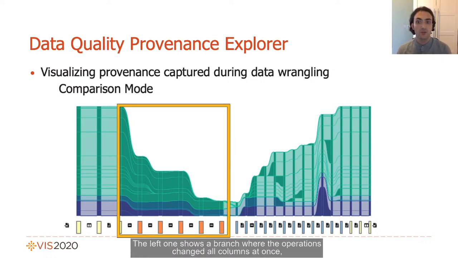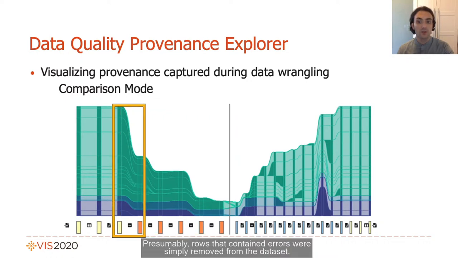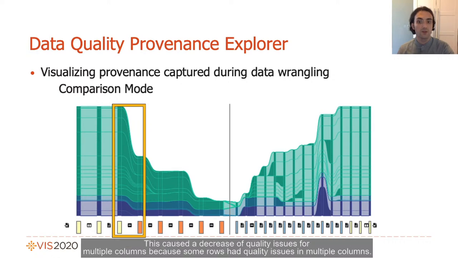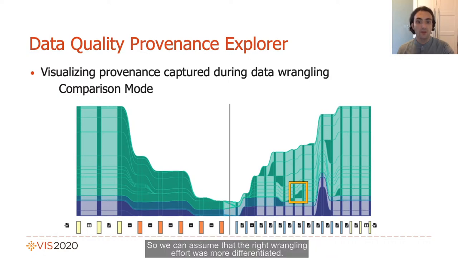The left one shows a branch where the operations changed all columns at once and were multiple row removal operations. Presumably, rows that contained errors were simply removed from the dataset. This caused a decrease of quality issues for multiple columns because some rows had quality issues in multiple columns. On the right side, however, we see that only individual columns were affected by the operations. So we can assume that the right wrangling effort was more differentiated.